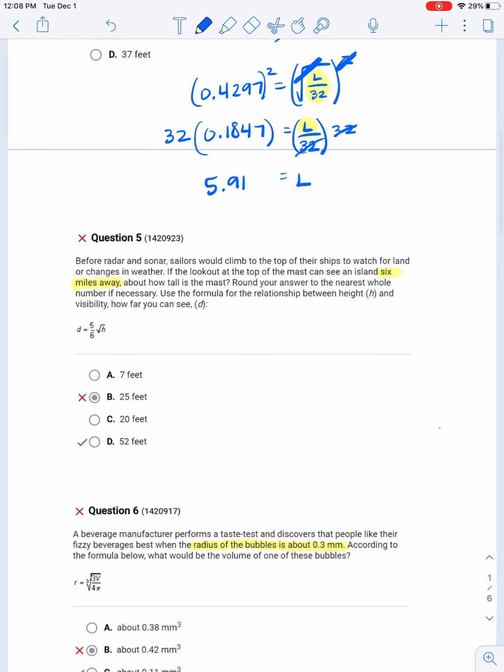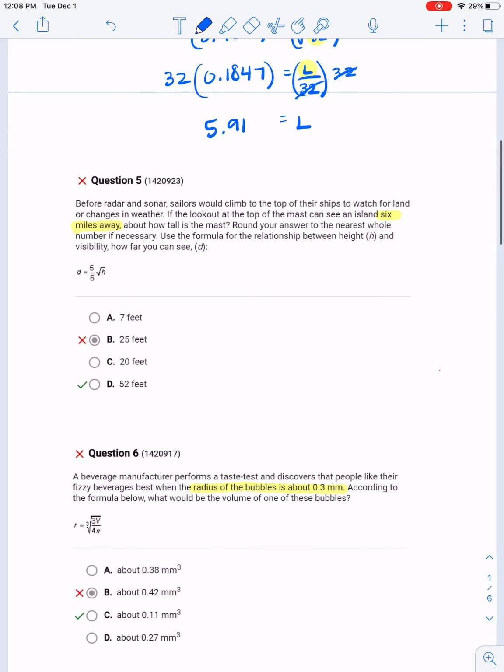All right, question number 5. Before radar and sonar, sailors would climb to the top of their ships to watch for land or changes in weather. If the lookout at the top of the mast can see an island 6 miles away, okay, so 6 miles away, that's our distance right here. About how tall is the mast? So here we're looking for the height. Round your answer to the nearest whole number. If necessary, use the formula for the relationship between height, h, and visibility, how far you can see, d.